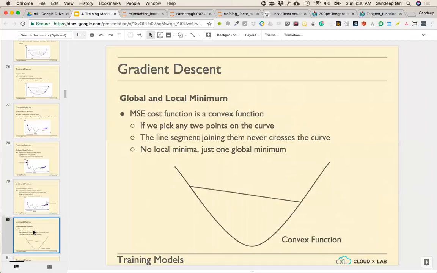The MSE cost function is a convex function. When we draw something like MSE equals y square, that is convex because it has a square term in it.